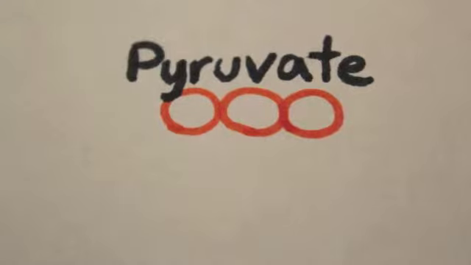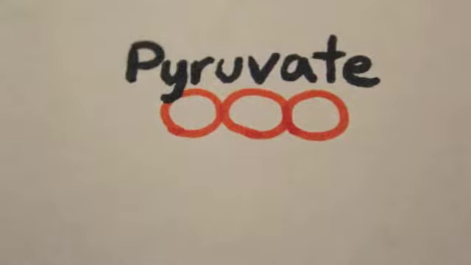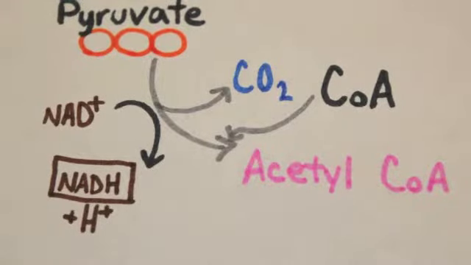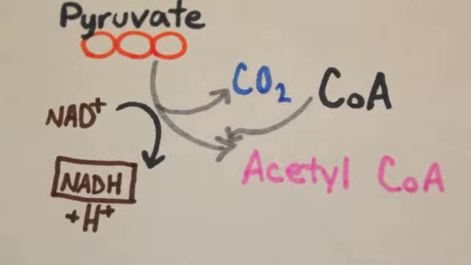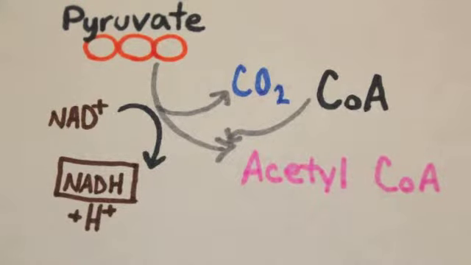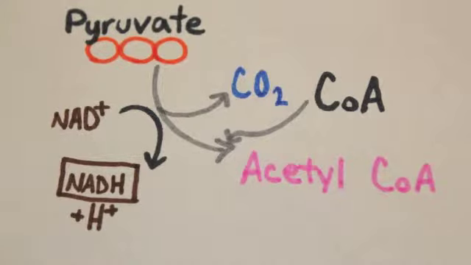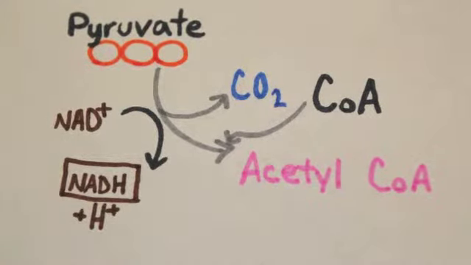As we know, glucose will break into 2 pyruvates, meaning the entirety of the Krebs cycle will occur twice. As pyruvate enters the mitochondrial membrane, a carbon will break off, creating CO2. Coenzyme A will attach to the rest of the pyruvate, creating acetyl-CoA. This process also results in the transformation of NAD+ into NADH.